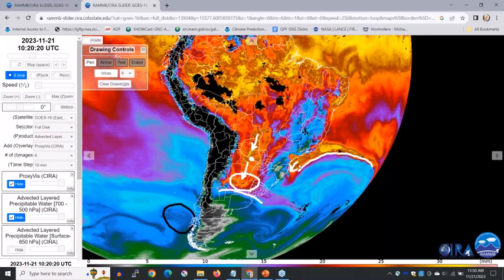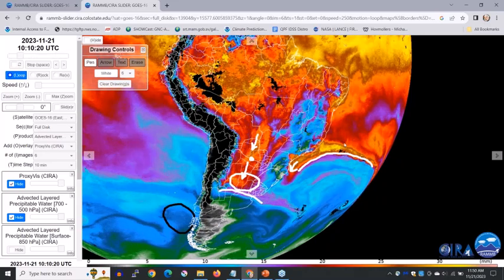Y podemos ver otra pluma húmeda en la costa de Brasil. Esto probablemente son los remanentes de un frente. Yo ya no veo que ese frente esté avanzando hacia el norte, más bien la humedad está regresando hacia el sur en este flujo de retorno, ¿no? Pero miren qué bien se ve en este producto.